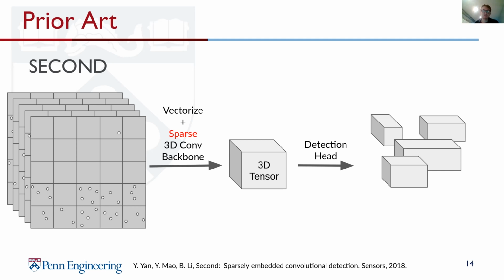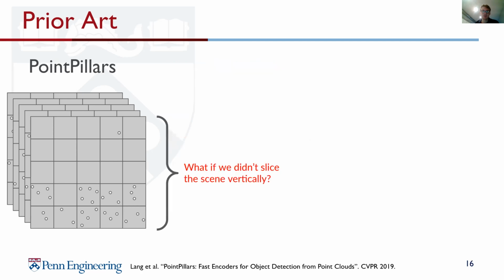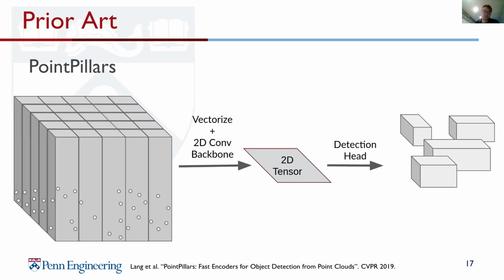And this leads to a massive performance speedup, right? It gets about 2 times the runtime improvement over VoxelNet. And because it's mathematically equivalent, you get roughly the same detection performance. So PointPillars comes along and asks the question, what if we don't slice the scene vertically, right? And so you can get essentially a pillar representation of the same thing.